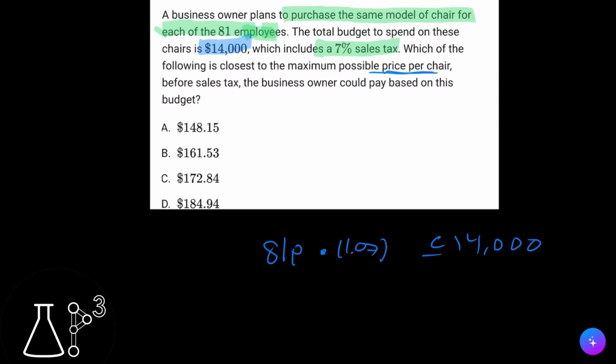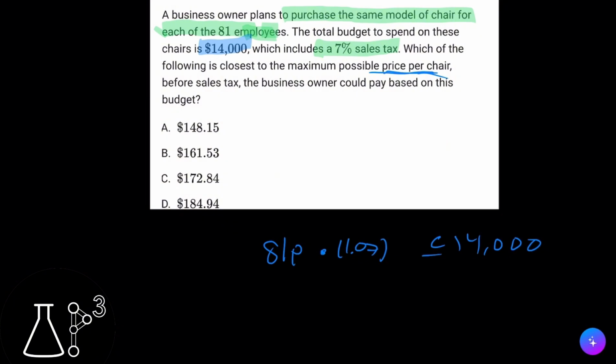So now what I have to do is divide out the sales tax, so we can look for the maximum possible value per chair before sales tax. If I do 14,000 divided by 1.07 sales tax, I'm going to get a huge number. Let me do this really quickly. I'm going to get 13,084 if we round it up.